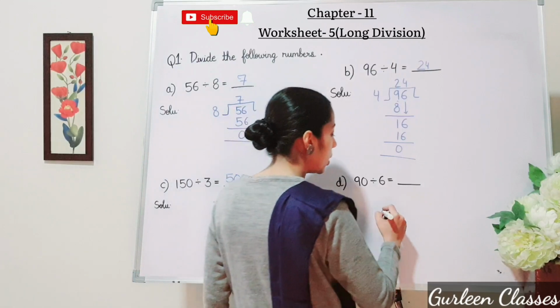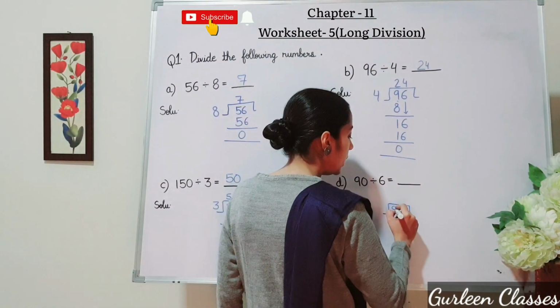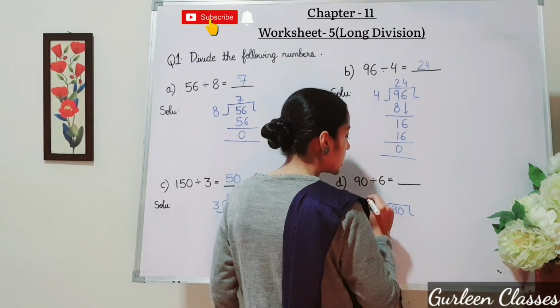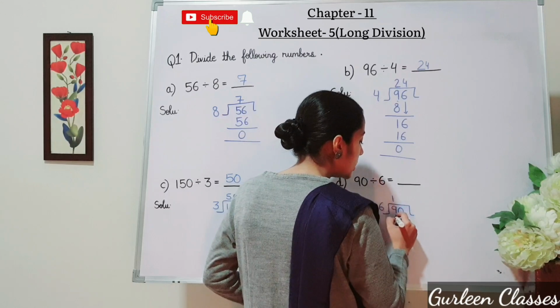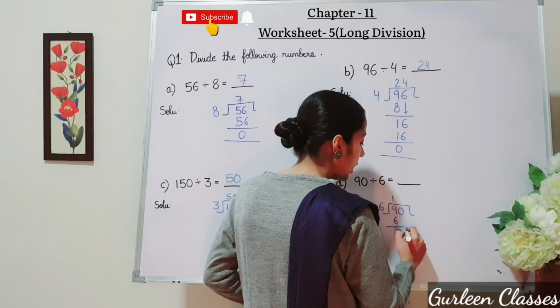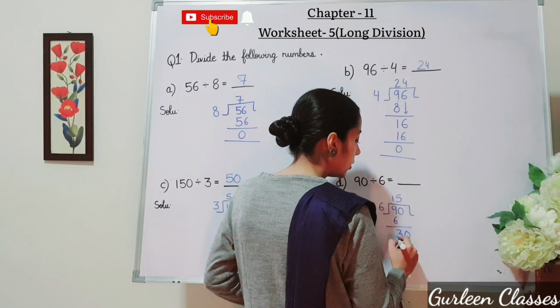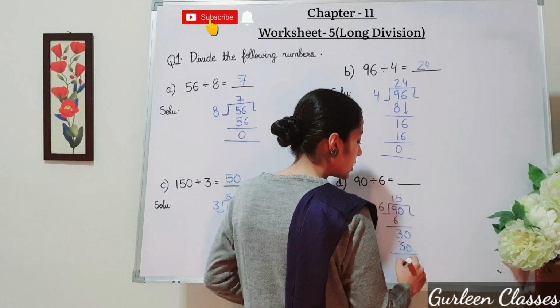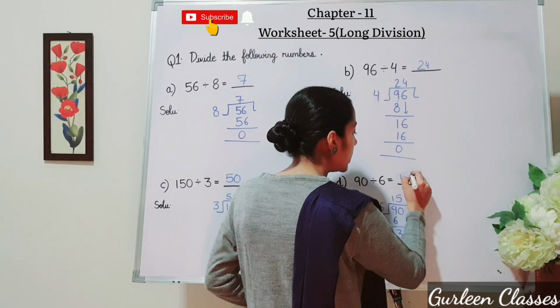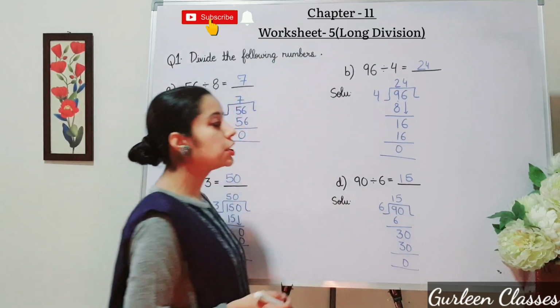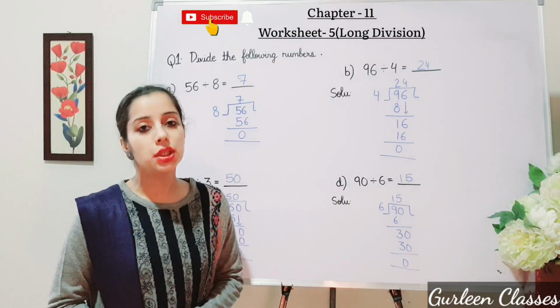Now D part, 90 divided by 6. So divide this by long division method. 90 is the dividend and 6 is the divisor. 6 ones are 6, 30. 6 fives are 30 and remainder is 0. So quotient is 15. So these questions we have done by long division method.